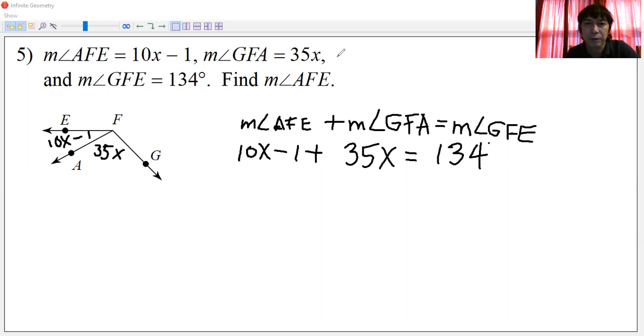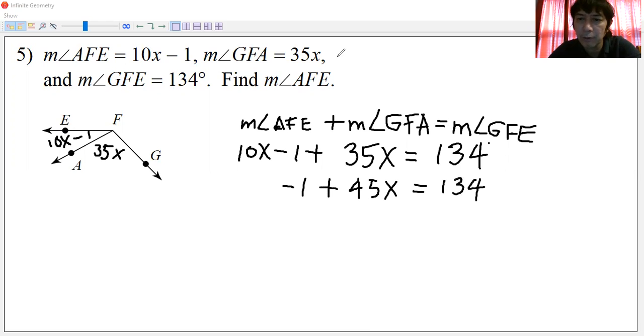Let's solve for x. So we start with combining like terms. 10x and 35x is 45x. And we have the negative 1 still here, and is equal to 134. Okay, now we eliminate that negative 1 by way of addition. So we add 1 to both sides, so we can isolate the x term, and then these two cancel out, and we only now have 45x, and is equal to 135.